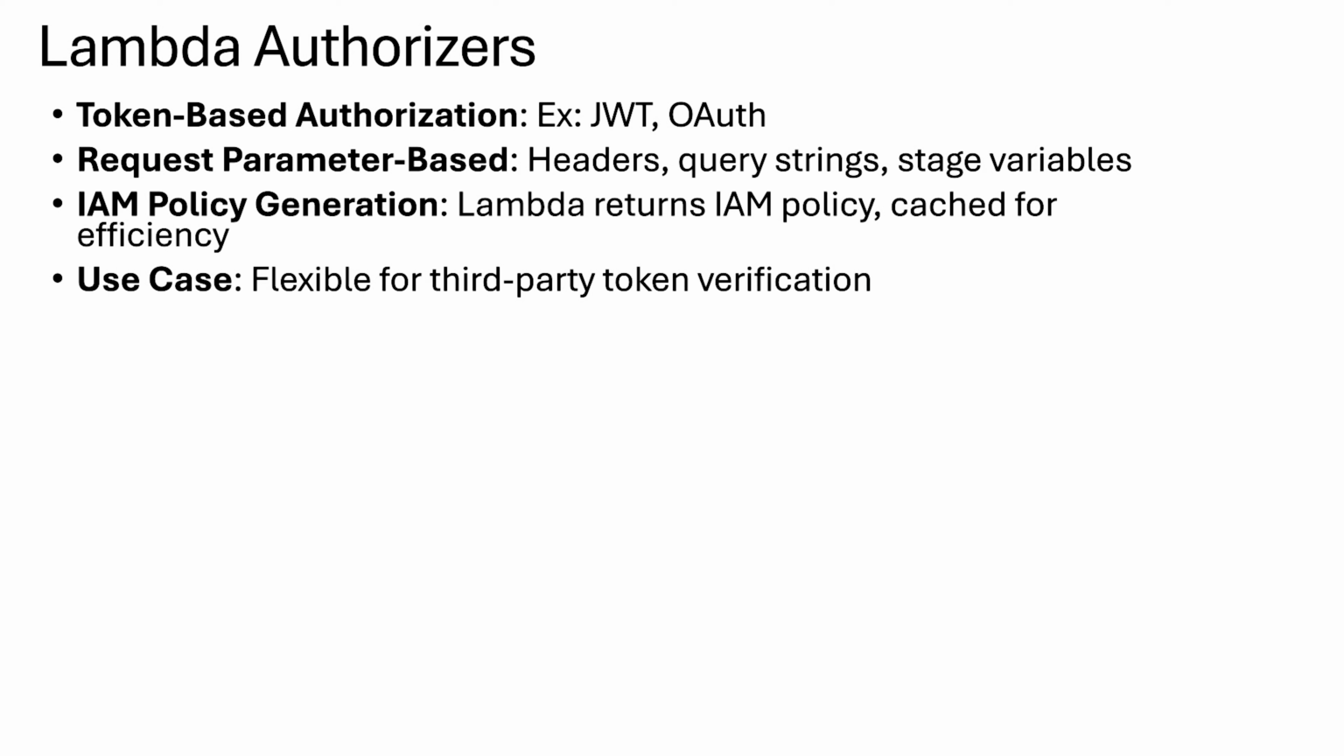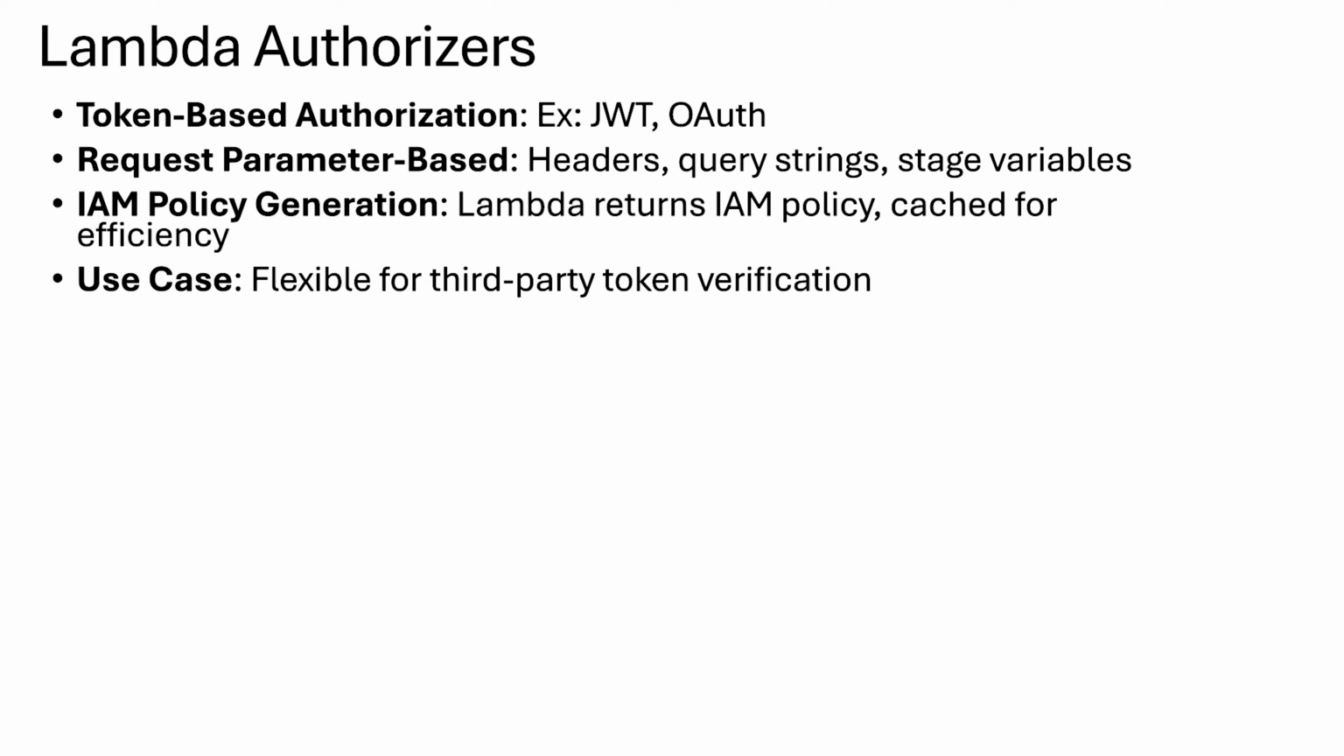JWT is JSON Web Tokens, and then OAuth. Both provide the tokenization aspect. They provide you a token, and by using those bearer tokens, you can authenticate your users. Also, you can do request parameter based authentication. Here the authorizers use request parameters like headers, query strings, or stage variables to decide whether to allow or deny the request. Even you have IAM policy generation.